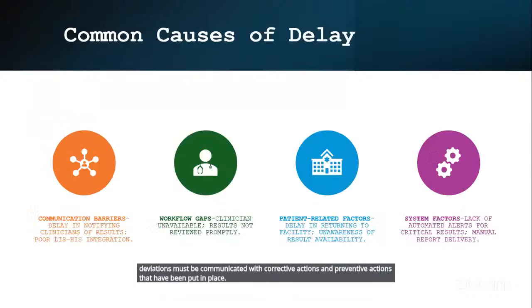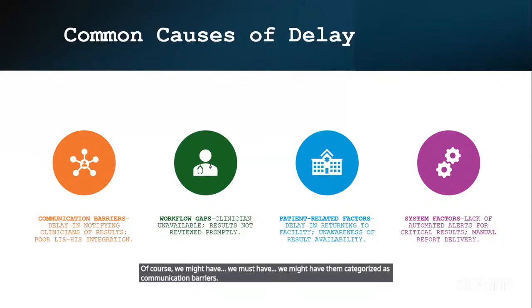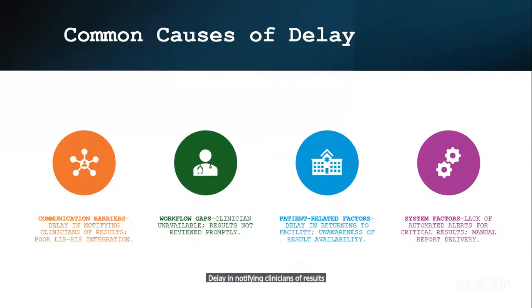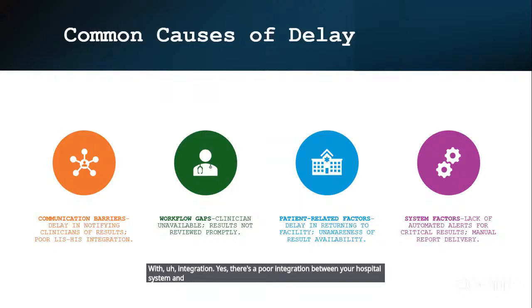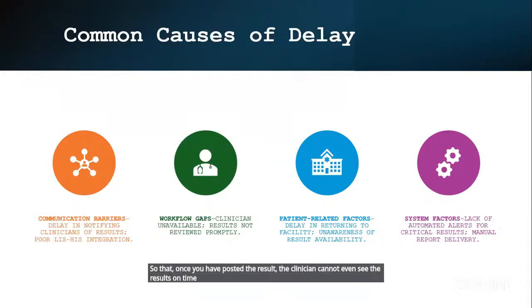So common causes of delays in this aspect we refer to might be categorized as communication barriers, delay in notifying clinicians of results, or poor LIS, HIS integration. Yes, there's a poor integration between your lab system and the general hospital system, so that once you have posted the result, the clinician cannot even see the results on time. We have a lag phase of like an hour for results to actually show up on the clinician's terminal. That's something that we need to look at.